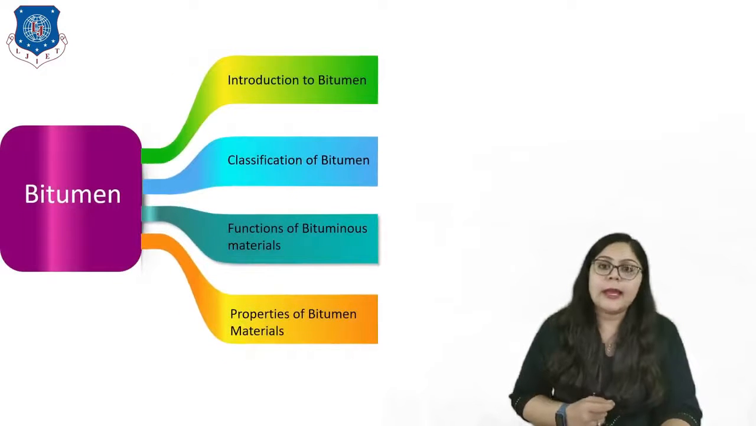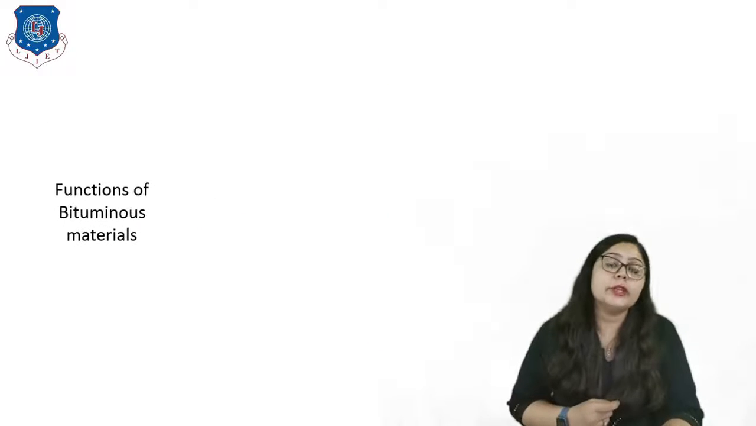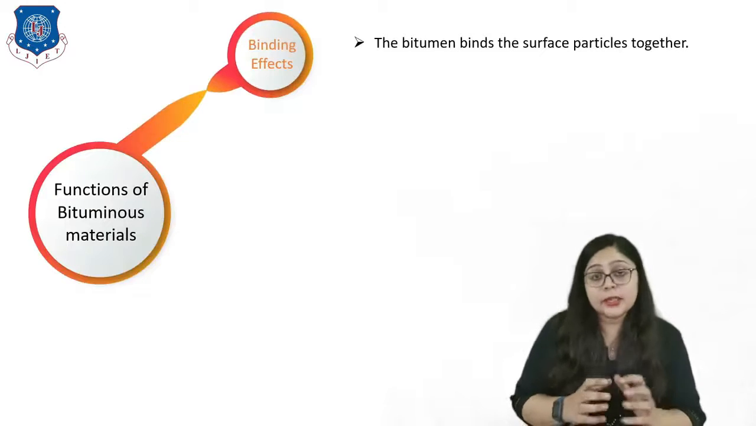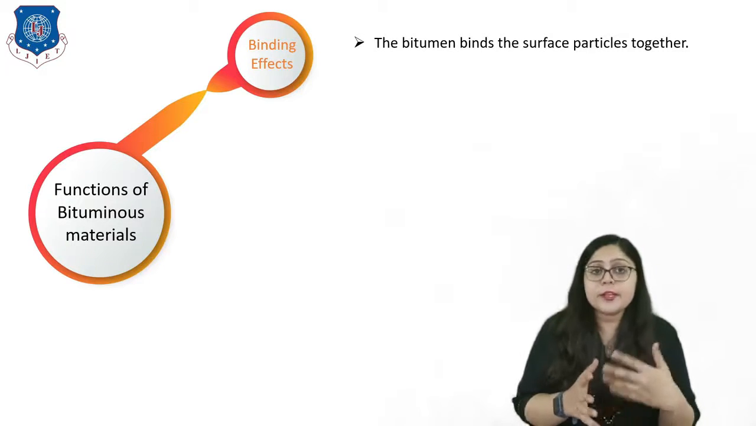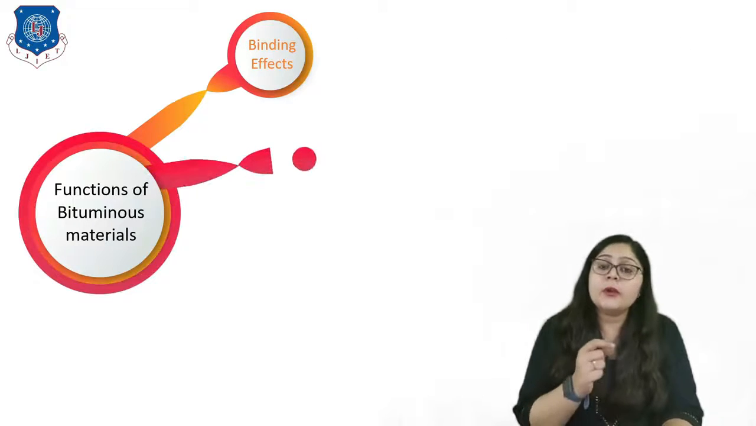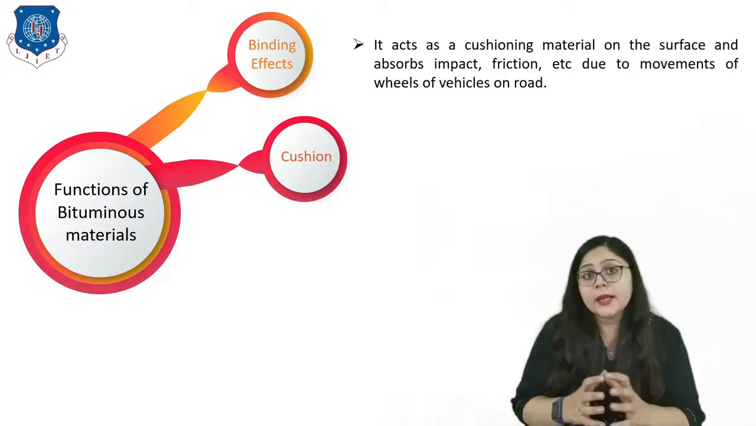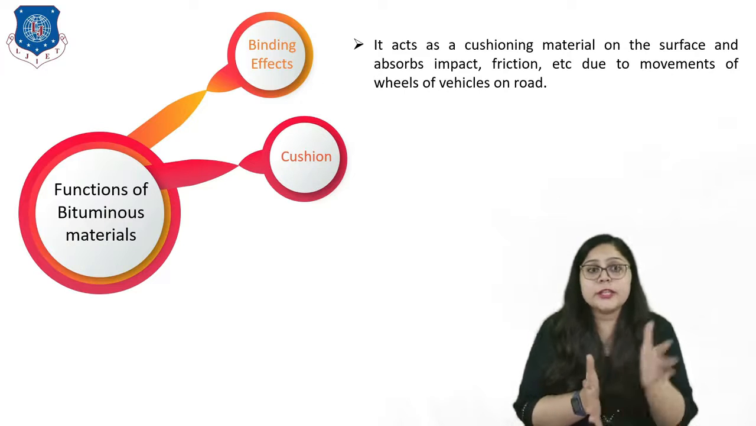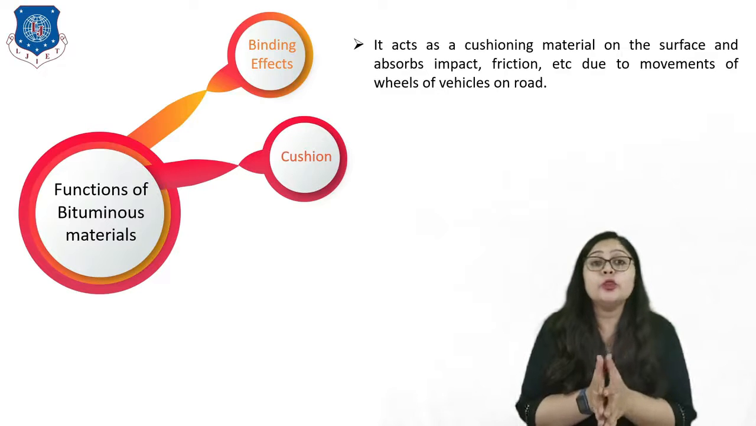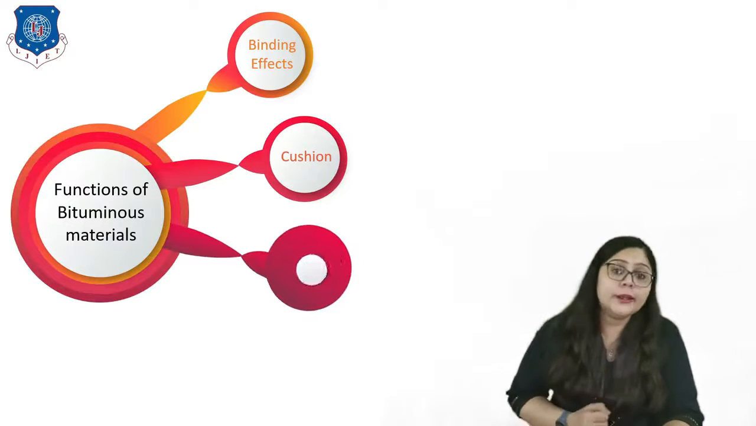Now, let us move back to the bitumen concept, where we are going to discuss the functions of bituminous material. The first term is the binding effect. Here, the bituminous material binds the surface particles together, right? So it is a binding agent. The second effect is that it acts as a cushion, acting as a cushioning material on the surface and absorbing impact, friction as well as different loads due to movement of the wheels of vehicles on the road, right? So that is a good quality.